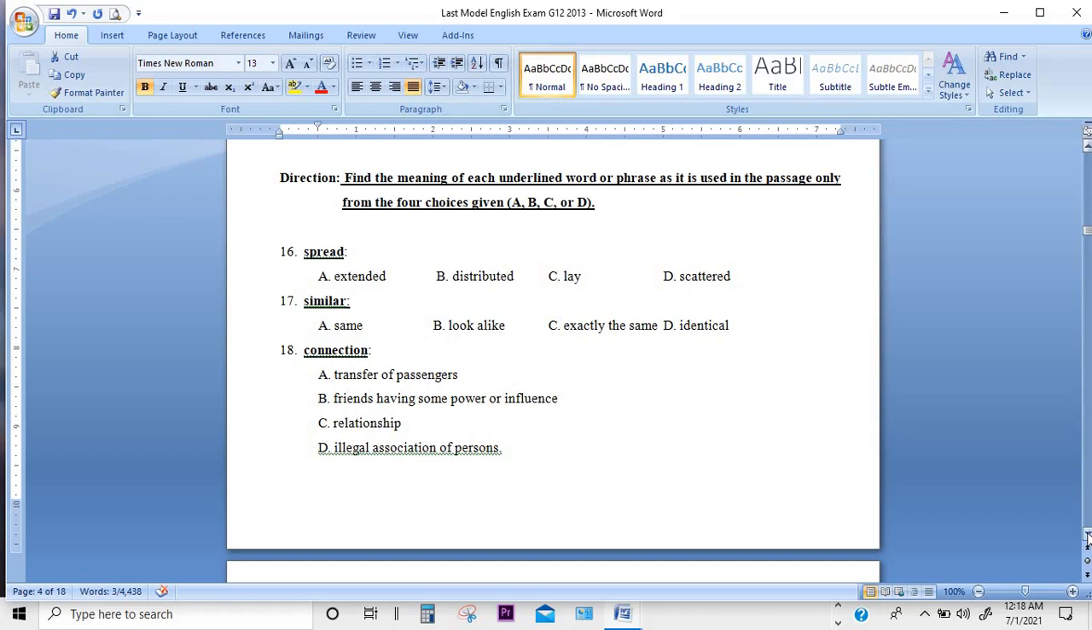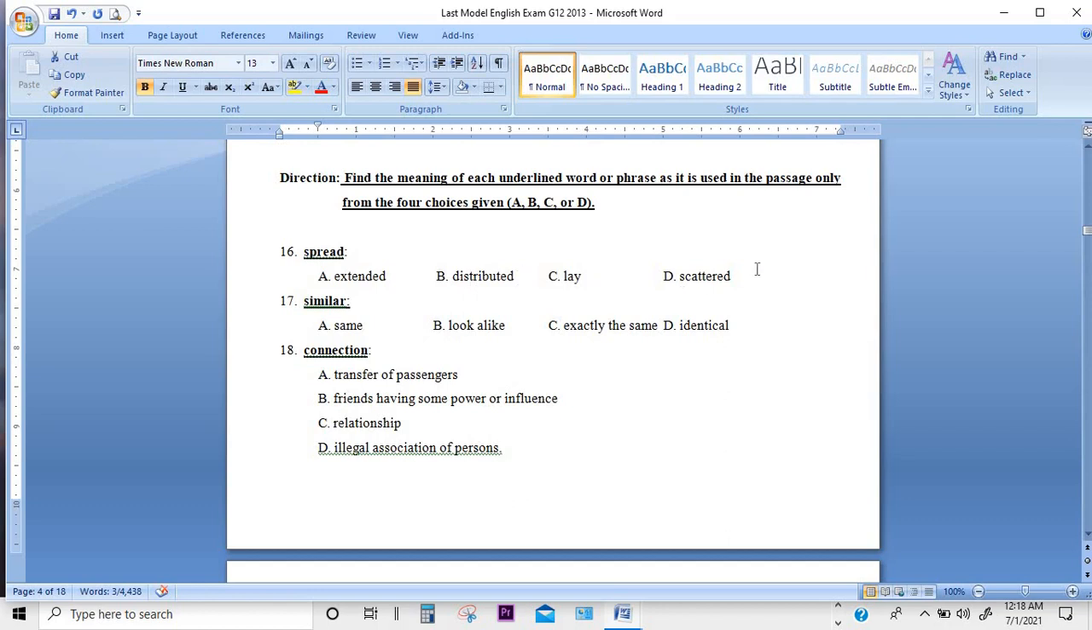ስለዚህ ኦልሬዲ ቼክ ማድረግ ትችላላችሁ ሄዳችሁ። ፓራግራፎቹ ተጠቅሰዋል፣ ቦልድ ተደርጓል። ወርዶቹ የት ፓራግራፍ ላይ እንዳሉ ፓሴጆቹ ላይ ቦልድ እና ተሰምሮበት ተቀምጧል። ስለዚህ ፓሴጁ ላይ ሄዳችሁ ኮንቴክስቱን በማየት መመለስ ትችላላችሁ። ስለዚህ እዚህ ጋር ብዙ አላወራም። So for the word spread, the literal meaning is distributed or scattered.